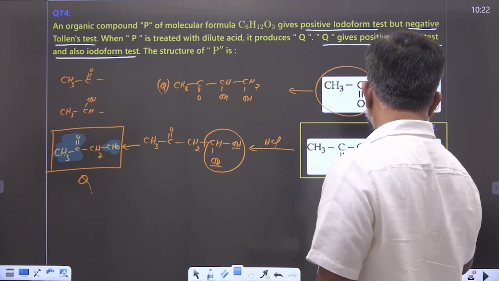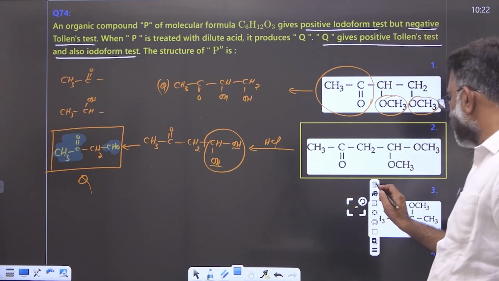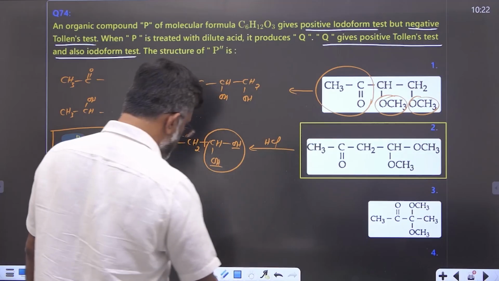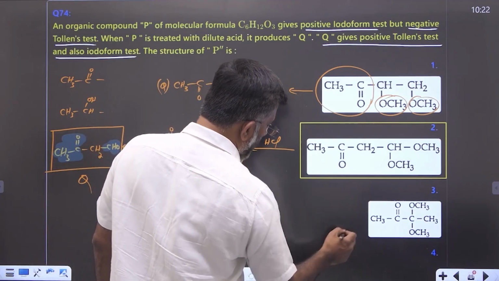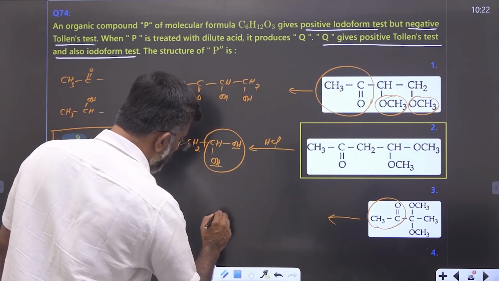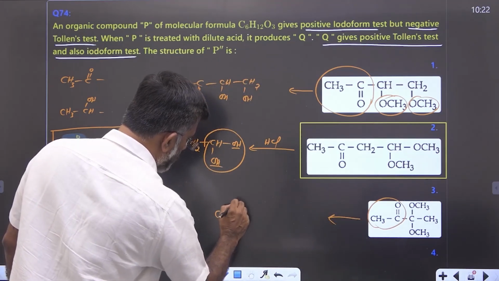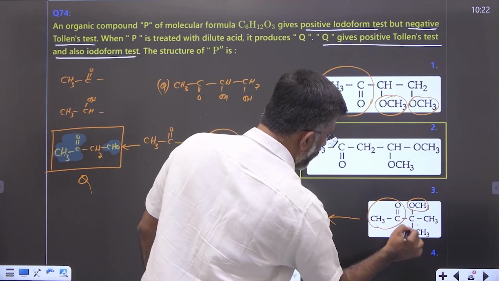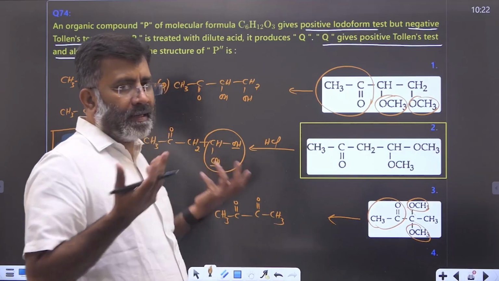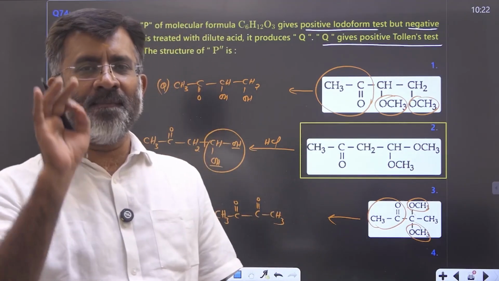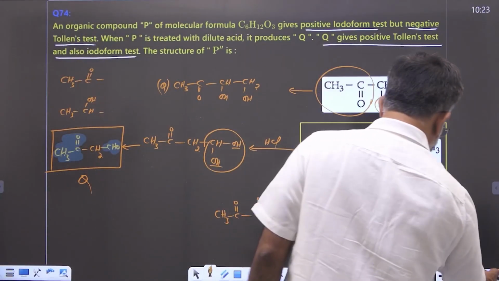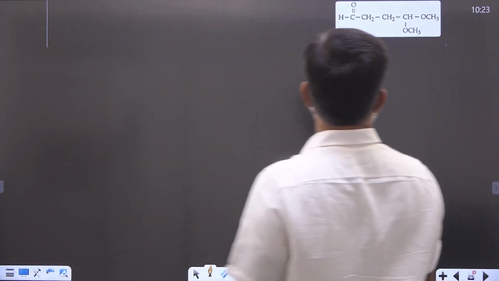This is our answer. And you can verify what's happening with option 3. Option 3, upon hydrolysis, have a look. It's capable of giving the iodoform test initially. But after hydrolysis, what you're going to get is CH3CO, and these two groups, when hydrolyzed, will also be converted to keto groups. You don't get a Tollens test. The Tollens test is given by aldehydes, right? What about option 4? Option 4.